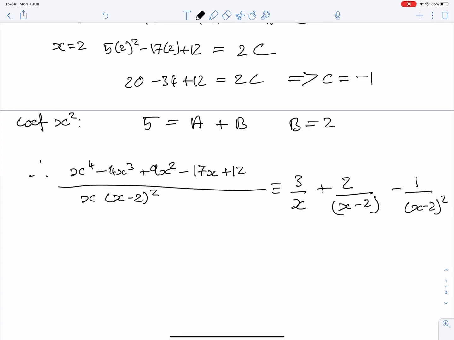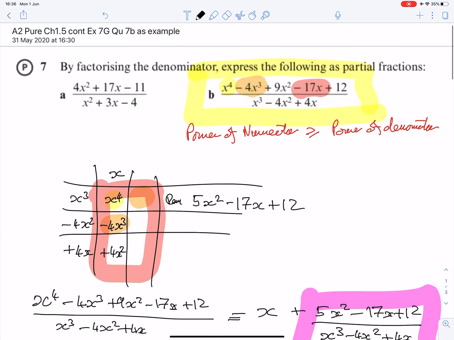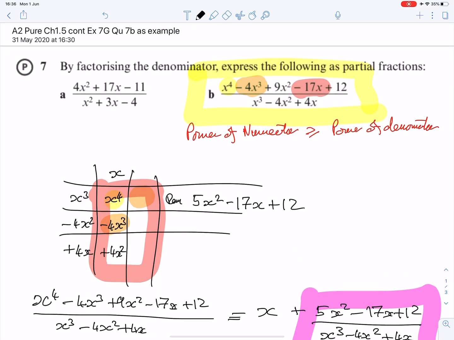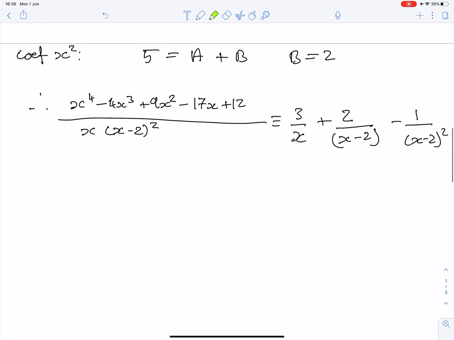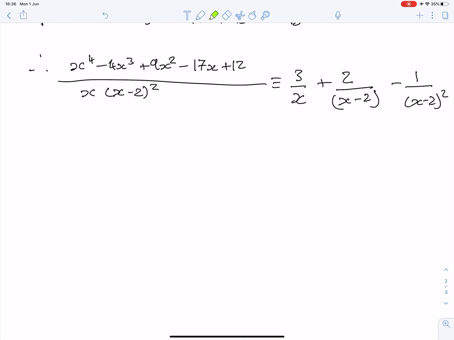And I've forgotten something. Let's go back and check what's missing. We've missed off our x from here, or here, depending on where you want to think of it from. So on that, I need a plus x. So let's just tidy that up. So there is identical to x plus 3 over x plus 2 over x minus 2 minus 1 over x minus 2 squared.